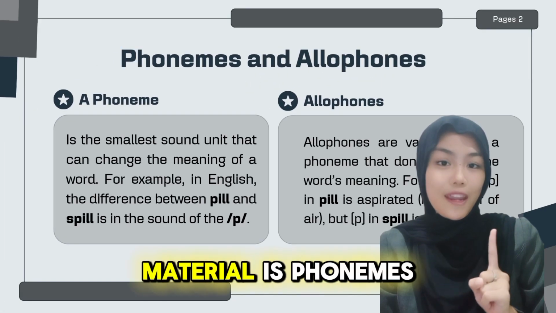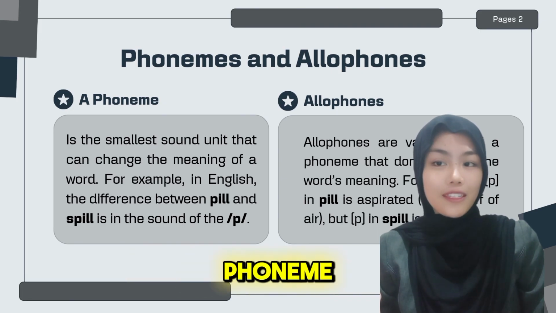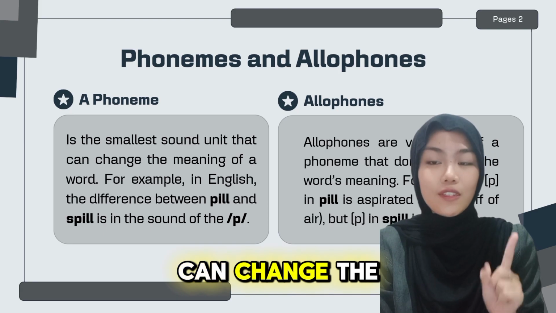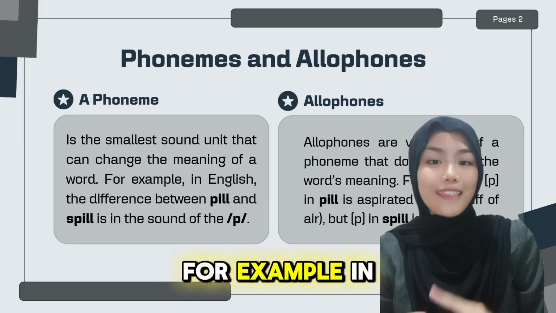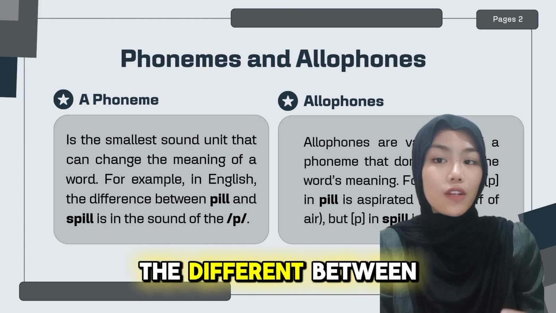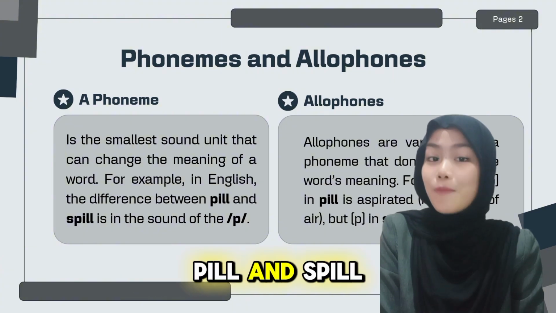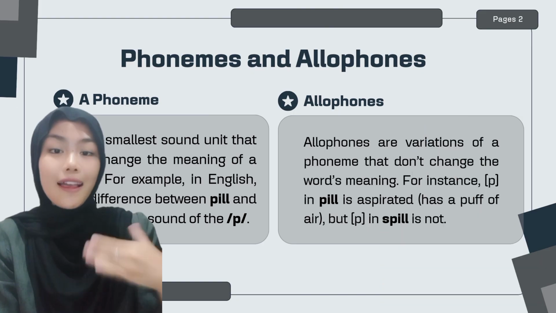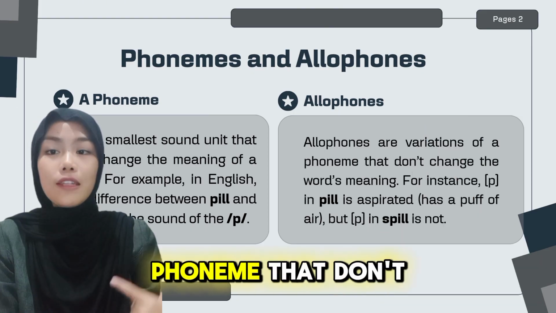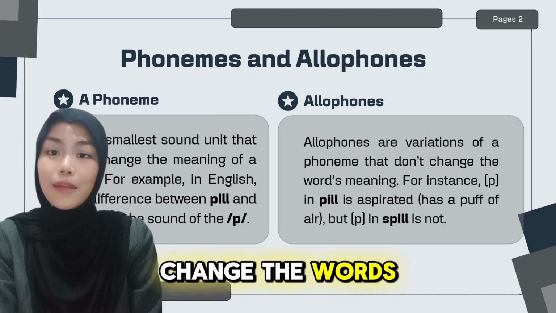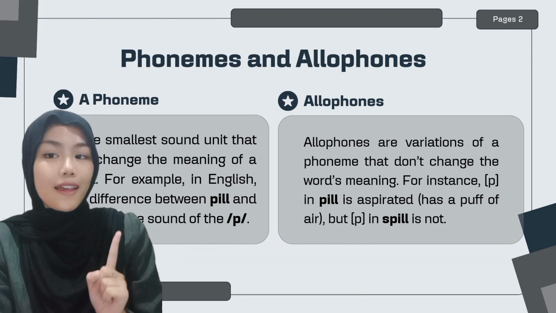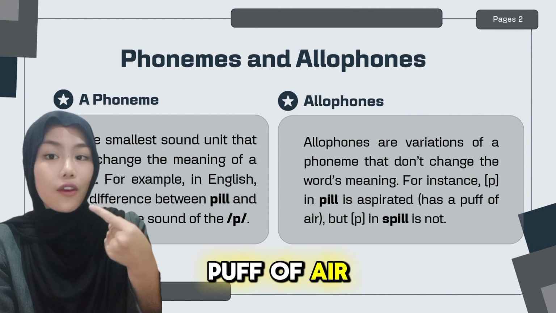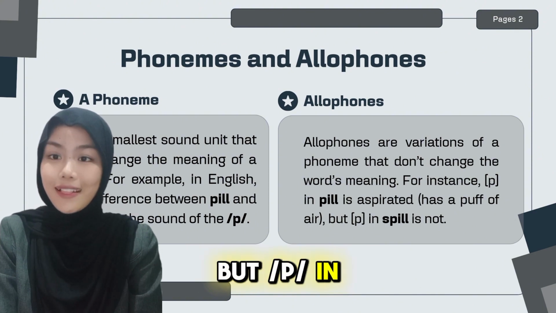Okay, the next material is phonemes and allophones. A phoneme is the smallest sound unit that can change the meaning of a word. For example, in English, the difference between pill and spill is in the sound of the p. Allophones are variations of a phoneme that don't change the word's meaning. For instance, p in pill is aspirated, has a puff of air, but p in spill is not.